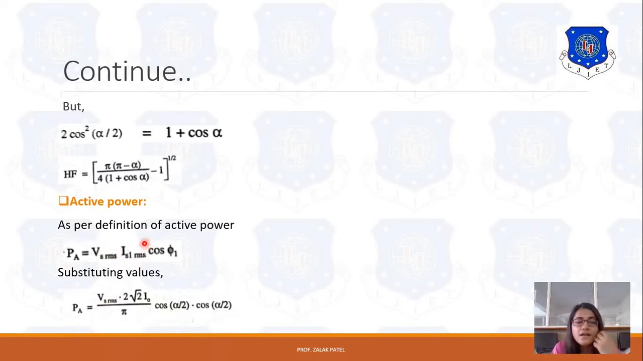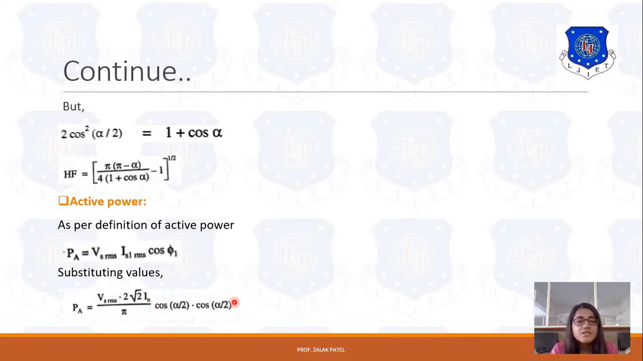We already studied the fundamental value of current in the last lecture. It can be written like this: Is1 RMS is equal to 2 root 2 I0 upon pi into cos alpha by 2. This is the value of Is1 RMS, and cos phi is written as the power factor, so over here we write cos alpha by 2. Now we will simplify this last equation of active power. It can be written like this: Vs RMS into 2 root 2 I0 upon pi as it is, and here cos alpha by 2 into cos alpha by 2.